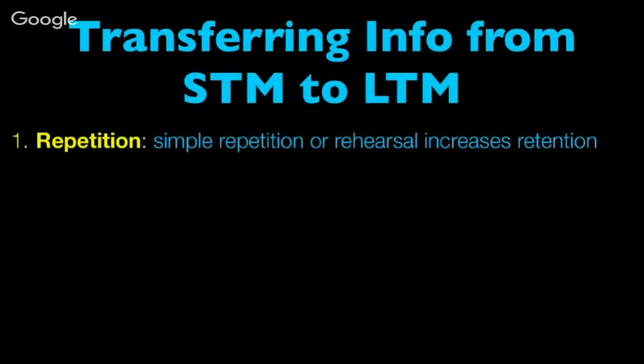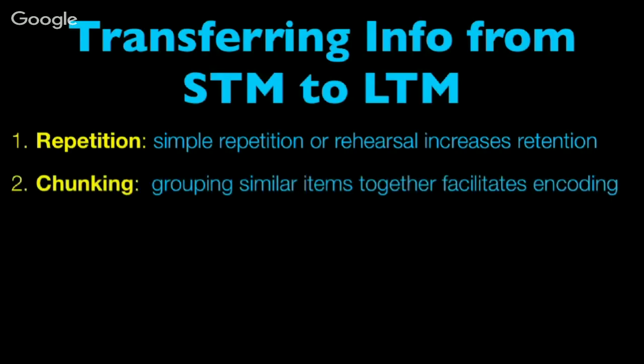So transferring information from short-term to long-term memory, what are some of the techniques? Well, just basic repetition or rehearsal increases retention. So if you need to remember a phone number, you just repeat it many times. Grouping similar items together also facilitates encoding. So when you're learning new information, grouping similar items together can help. Also, there may be patterns that you see in, for instance, even a phone number. There may be, 613-363-8822. So you can chunk that into 4 chunks instead of 7 numbers.